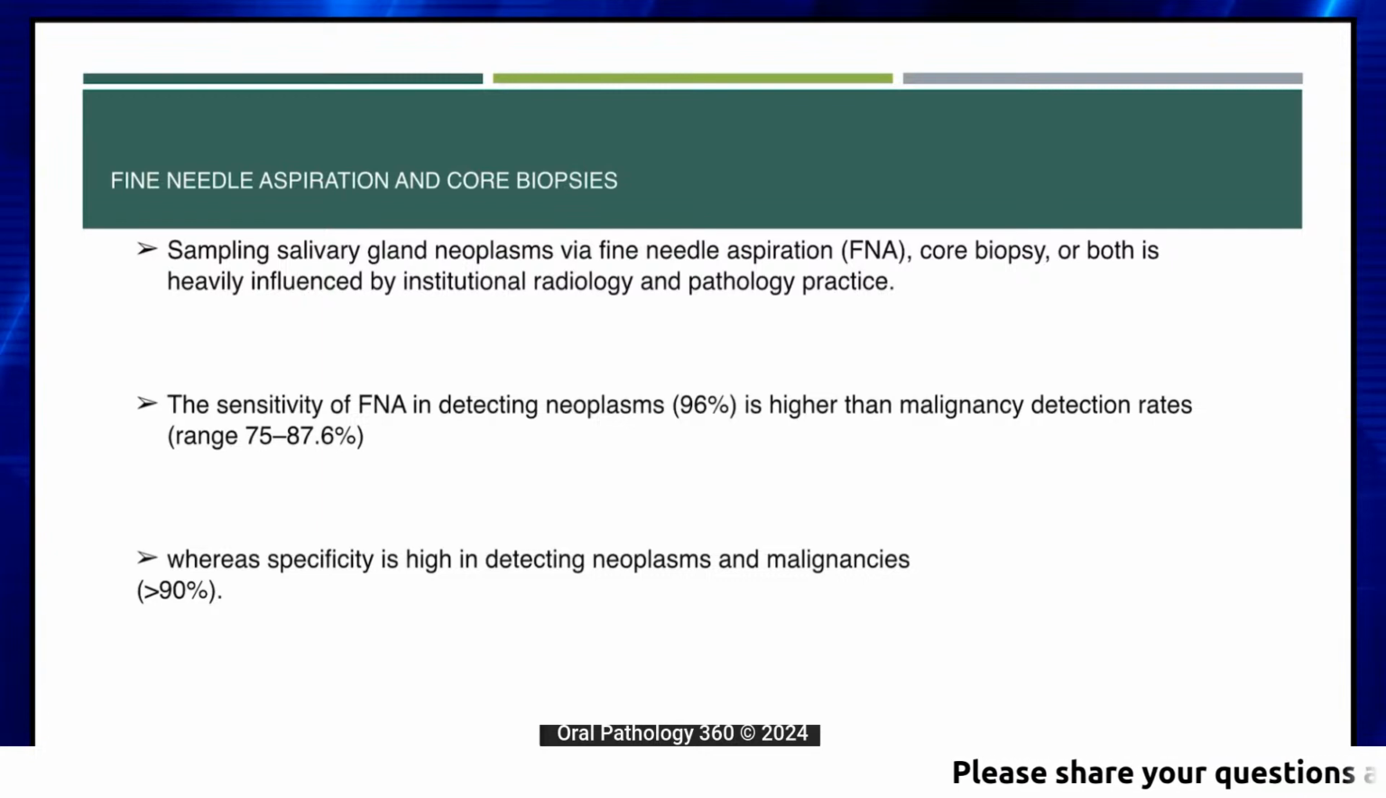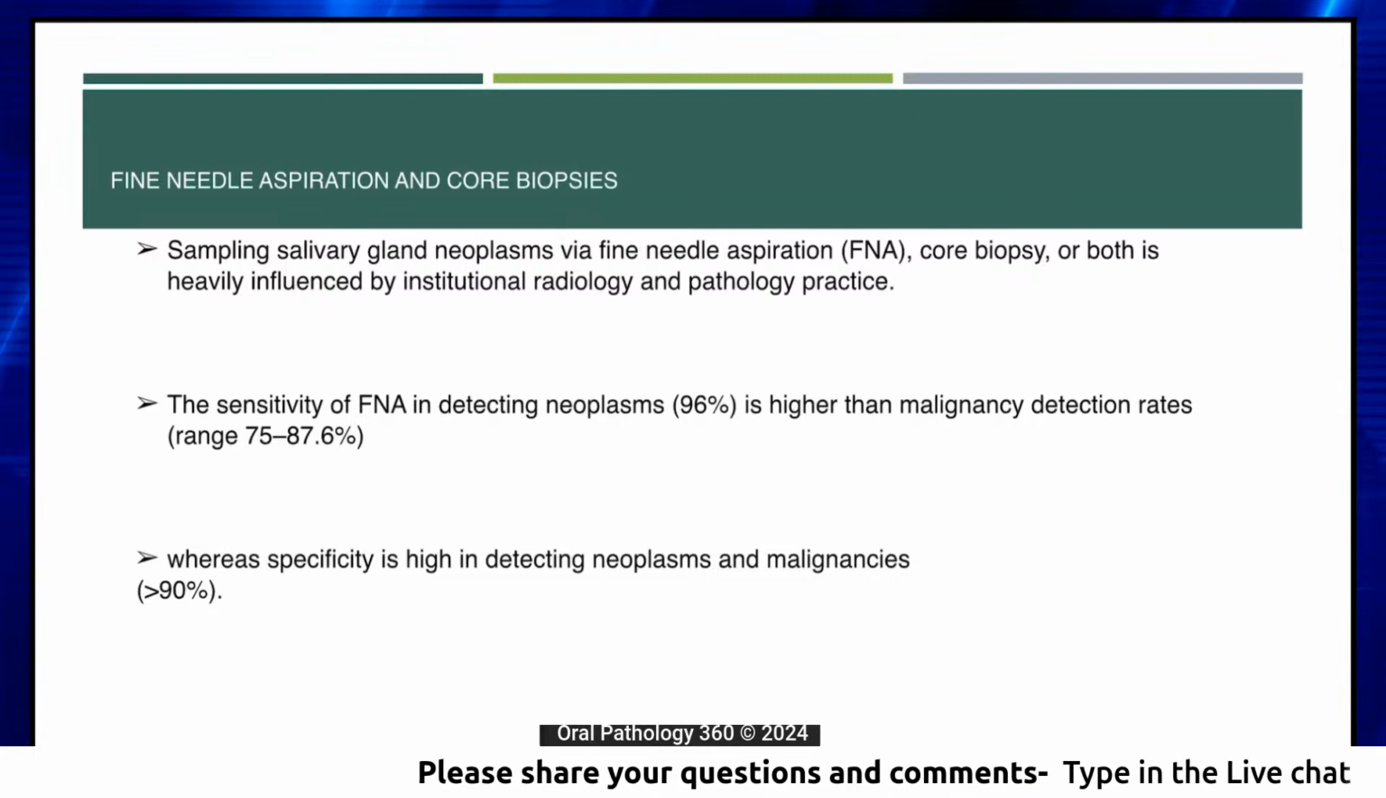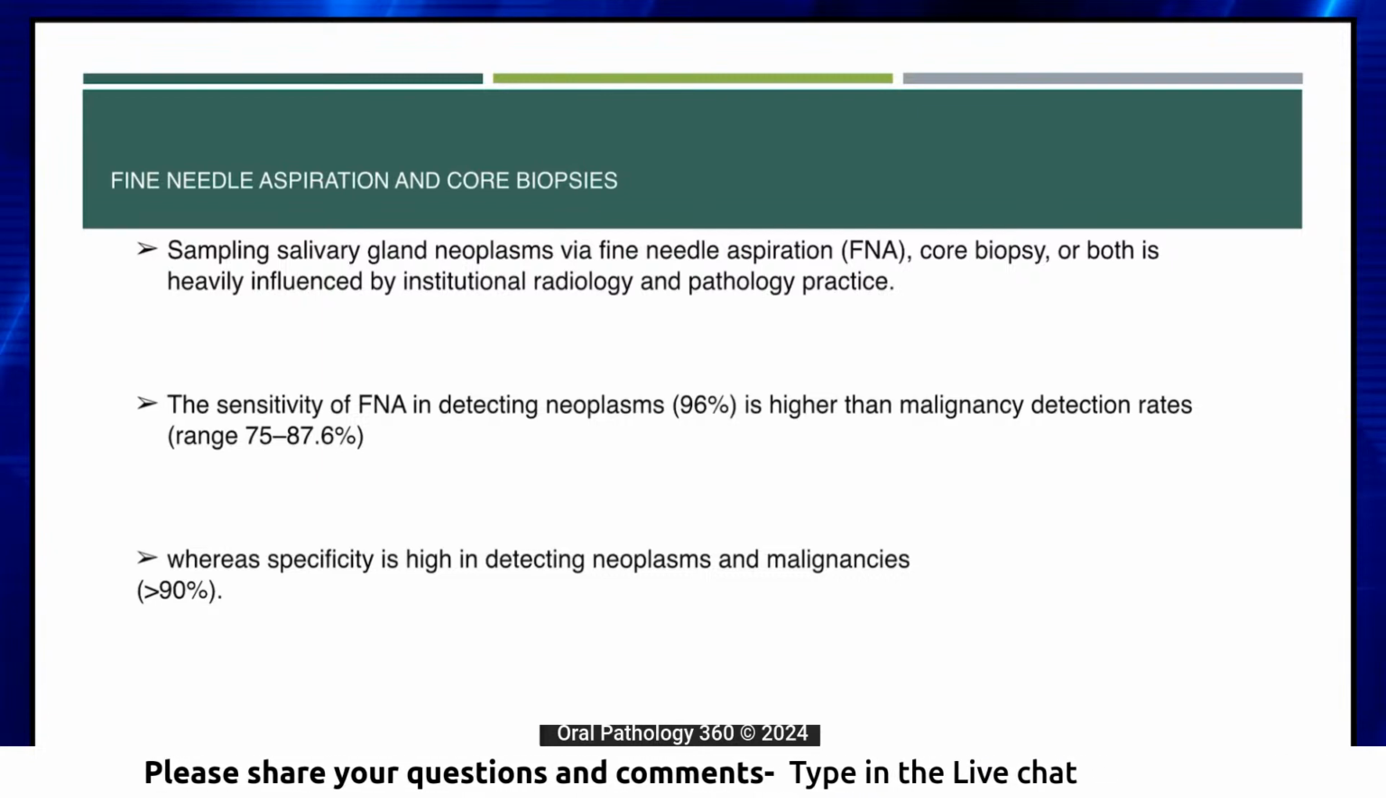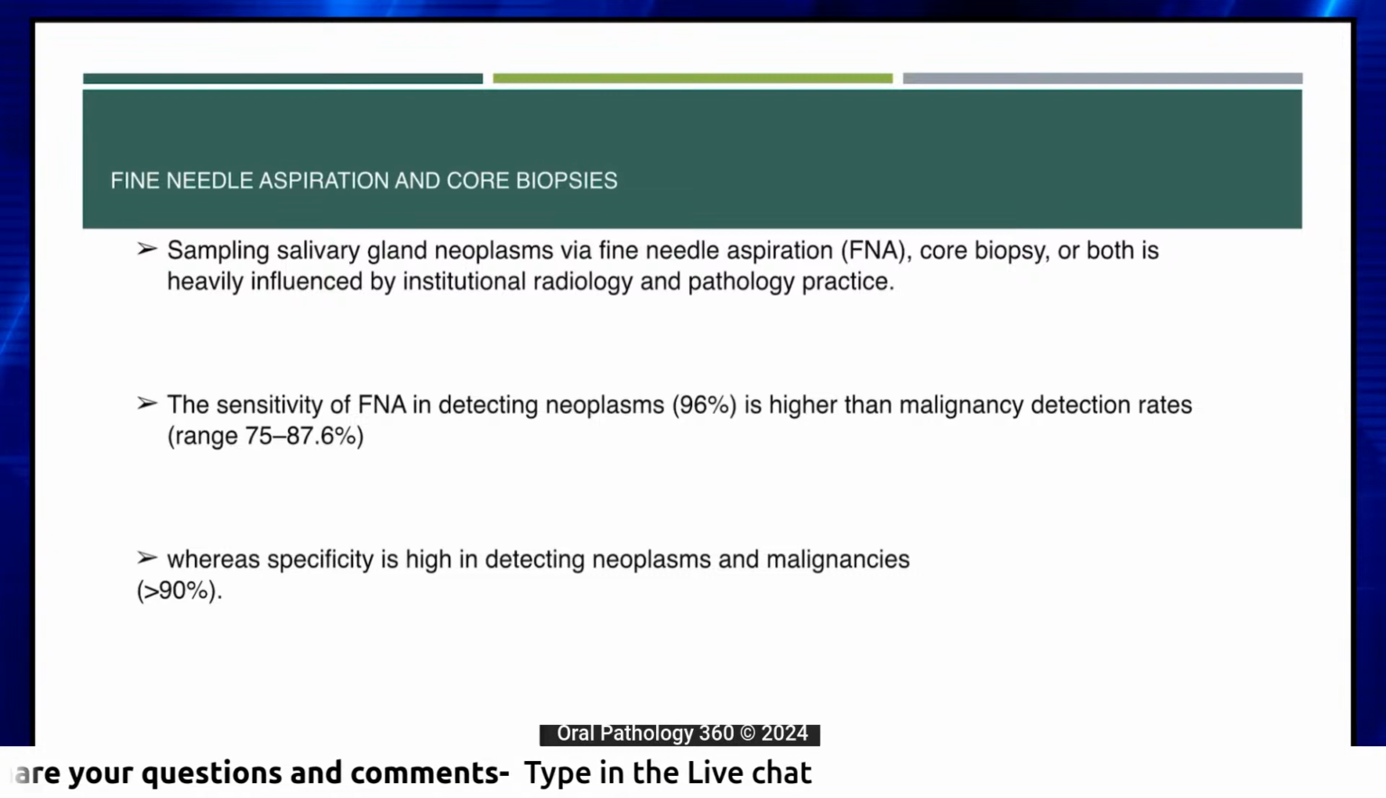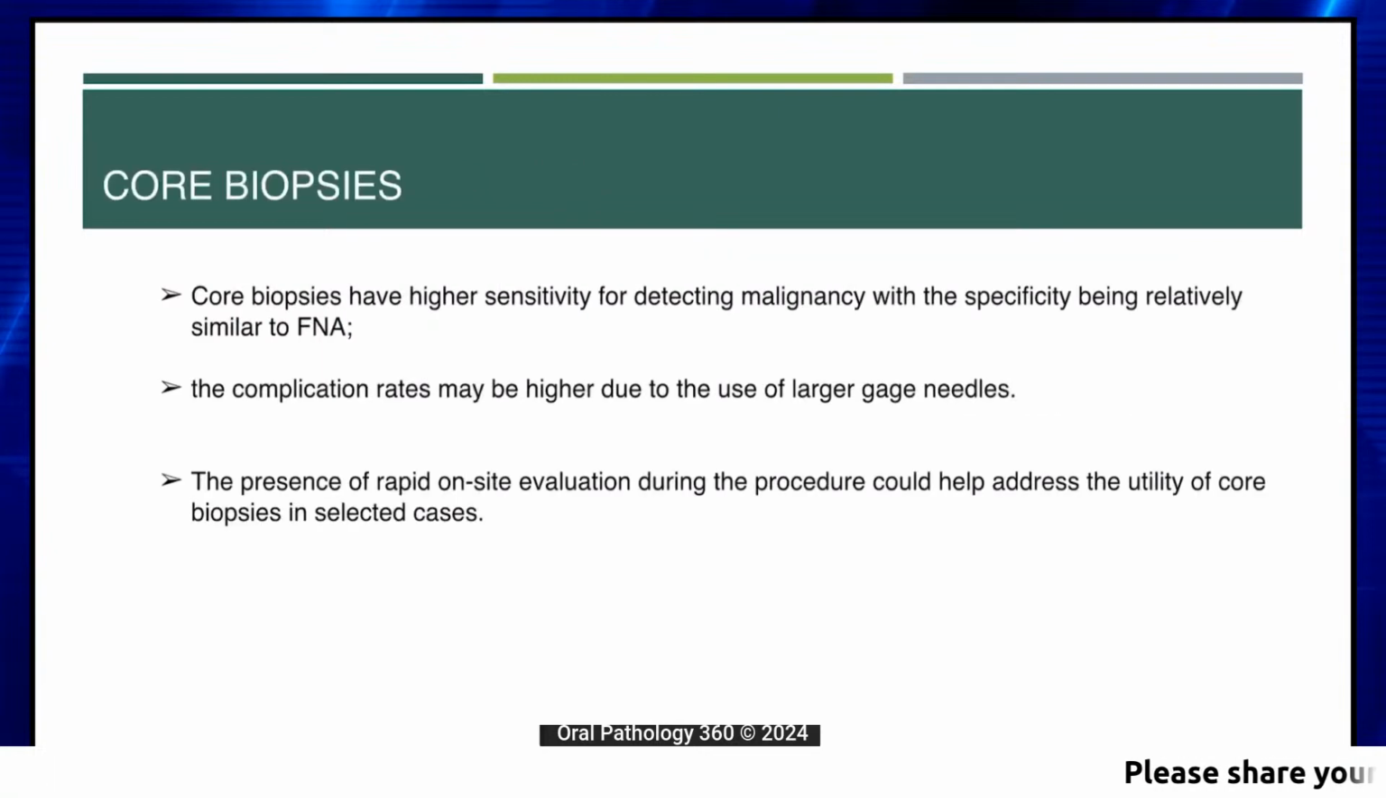While it is effective, the detection rates for malignancy range from 75 to 87.6%. FNA is highly specific, more than 90% for both neoplasms and malignancies.